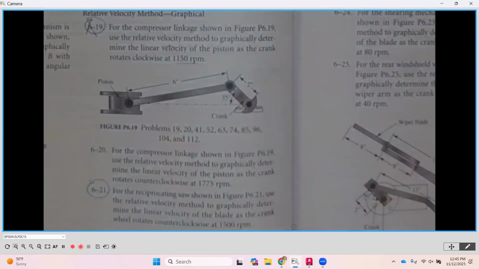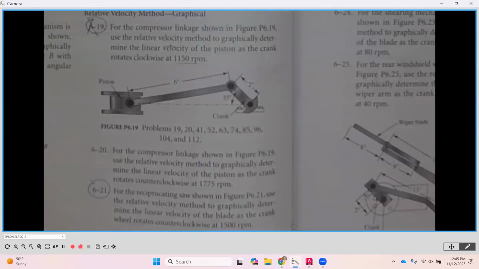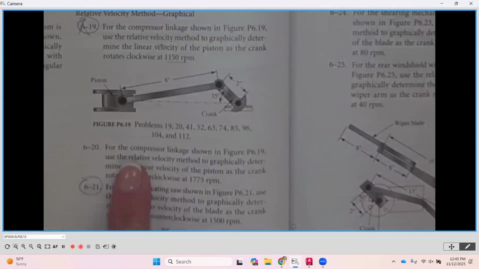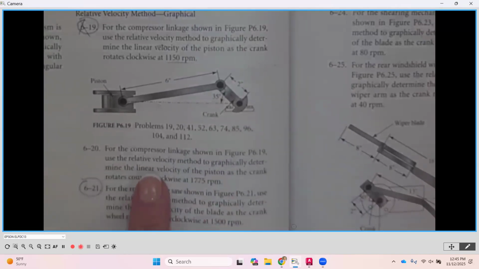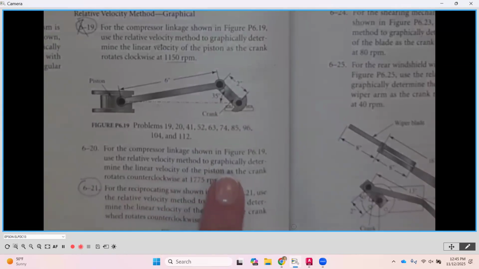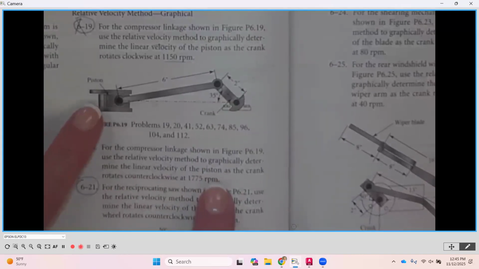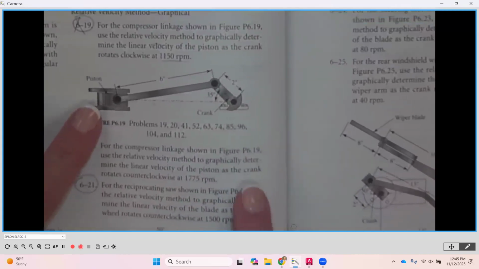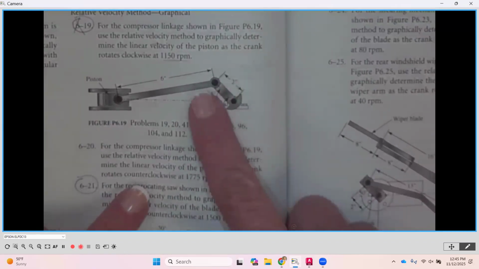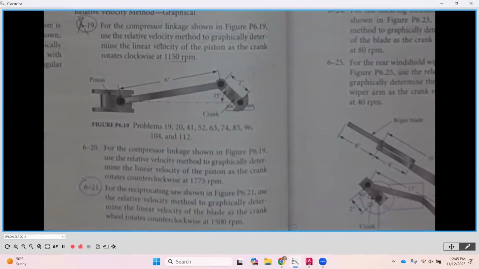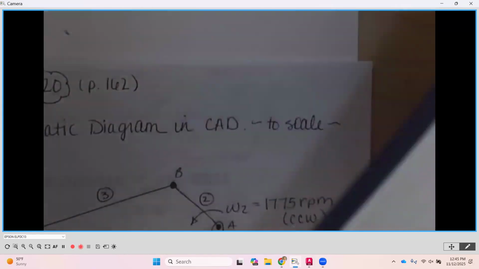So we're given where it's sitting at this time in space, okay? So for 620, it says here, for the compressor linkage shown, use the relative velocity method to graphically determine the linear velocity of the piston. So the piston's over here as the crank rotates counterclockwise this way around, at 1775 RPM, okay, 1775 RPM. So let's go underneath here.